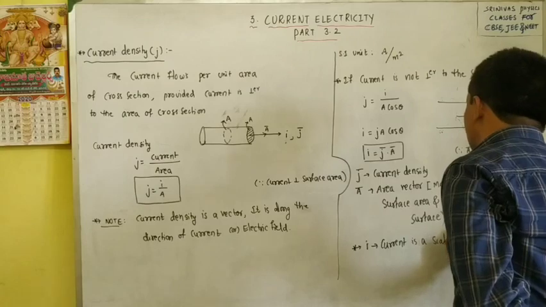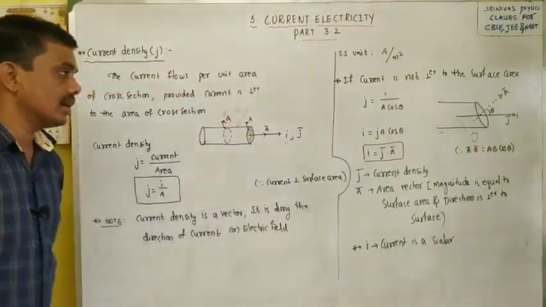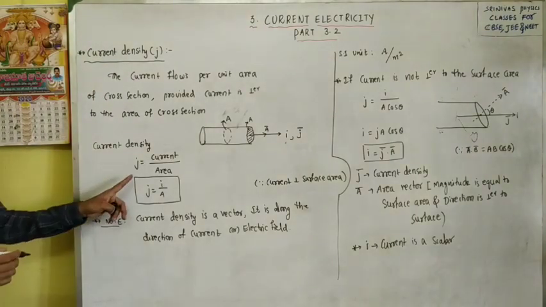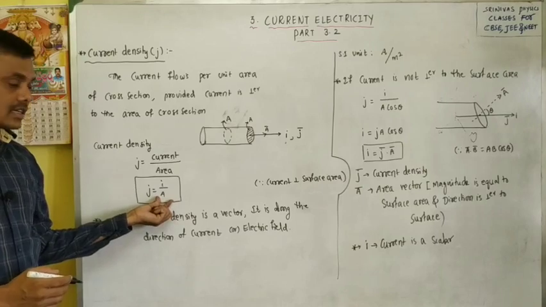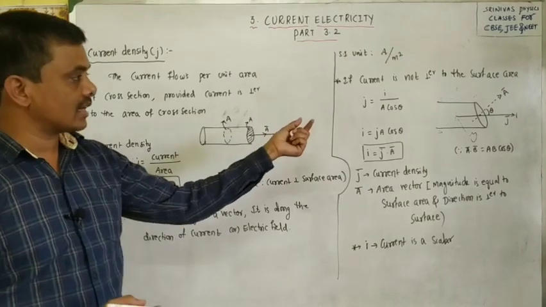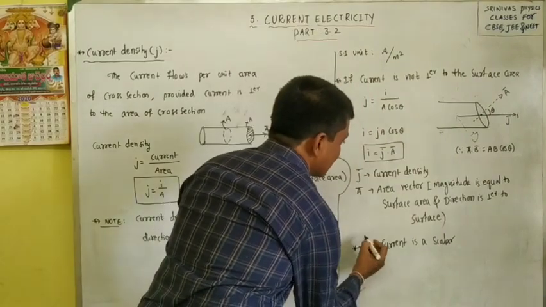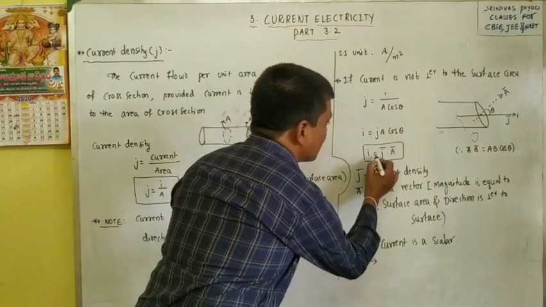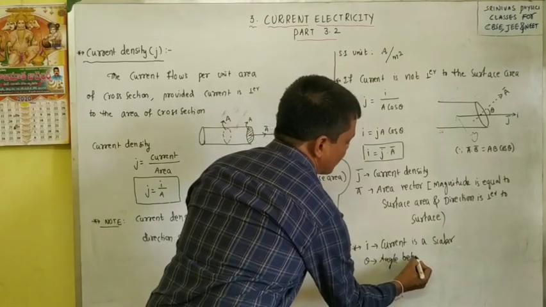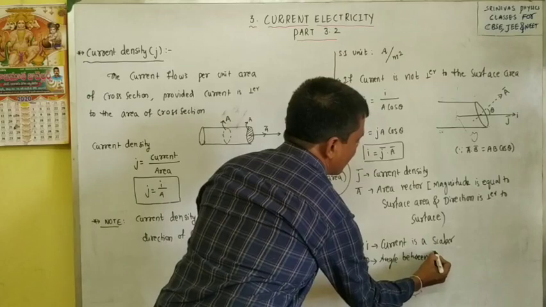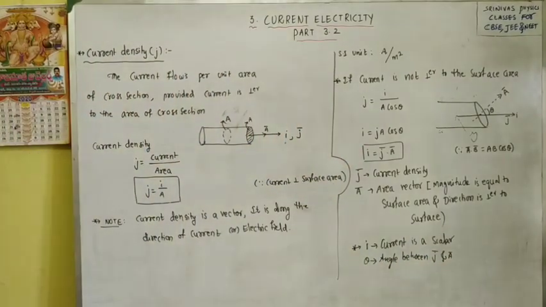This is about current density. Current density is nothing but current by area. If current and area vector are along the same direction, we can write the current density formula as current by area. If they are at a certain angle, what is theta in this? Theta is the angle between J bar and A bar. This is about current density.